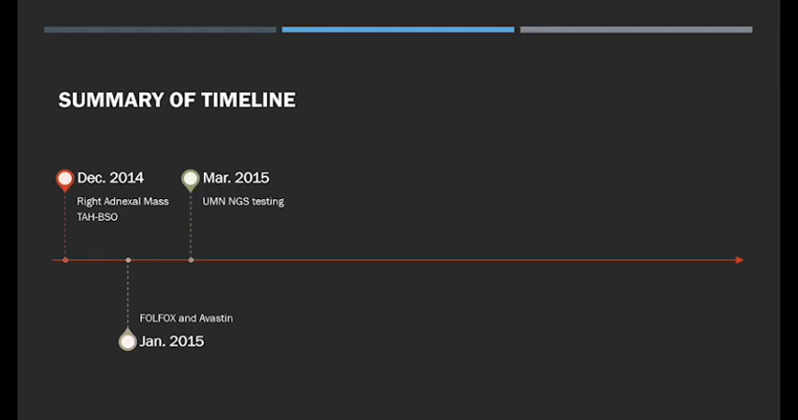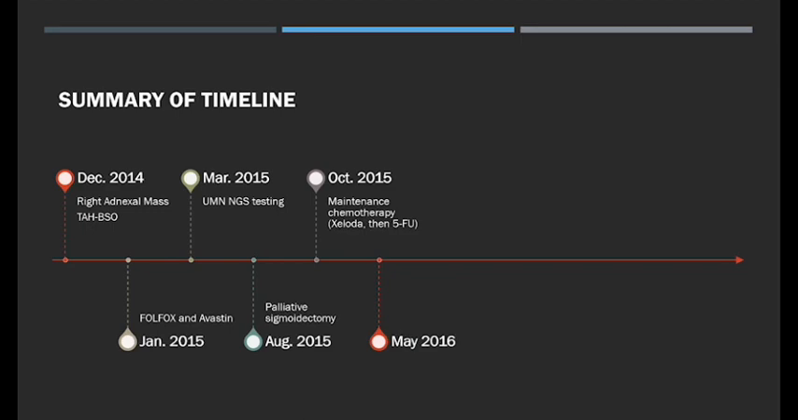In March 2015, UMN NGS testing was done, and it showed the TP53 mutation and the APC mutation, and everything else was wild type, MSS. In August 2015, a palliative sigmoidectomy was done. In October 2015, maintenance chemotherapy, Xeloda, then 5-FU. And the disease went on progressing even on chemotherapy. Multiple chemotherapy regimens were tried.